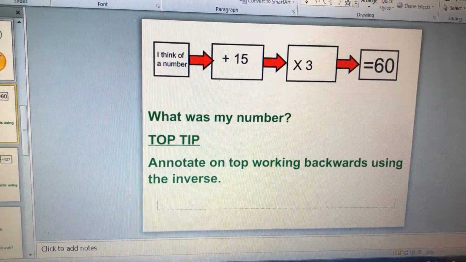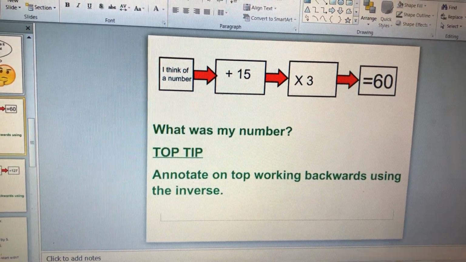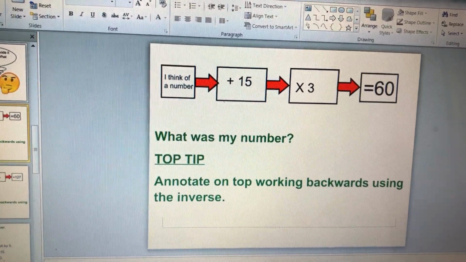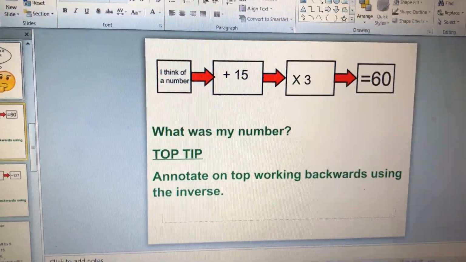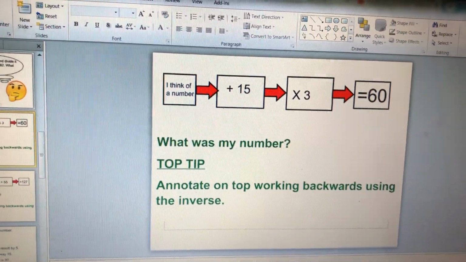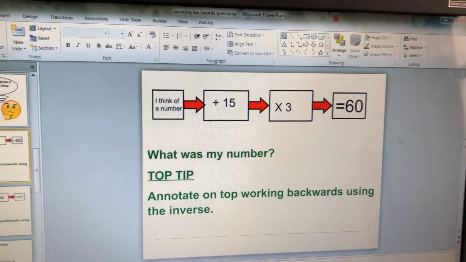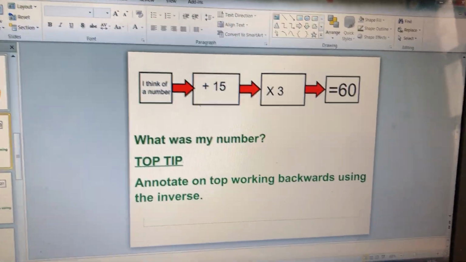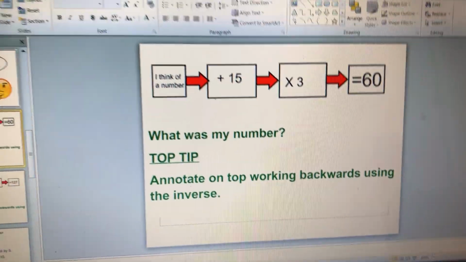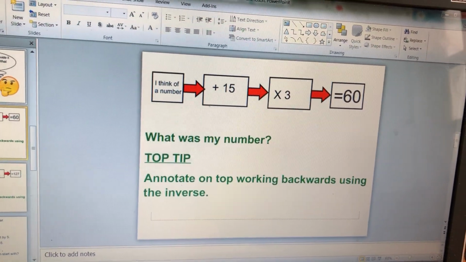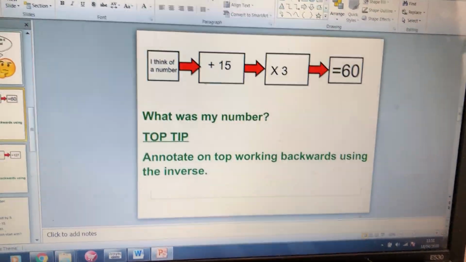Okay. Here, same sort of thing, but it just looks slightly different. Then another one of my tips that I love: annotate. You know how much I go on about annotate. For these sorts of questions, annotating is so important. So, as I say, it just looks slightly different. I think of a number, I don't know what that number is. I add 15, I times it by 3, and I get 60. What was my number to start with? So, annotate on top, working backwards using the inverse. I'm going to show you what I mean by that.